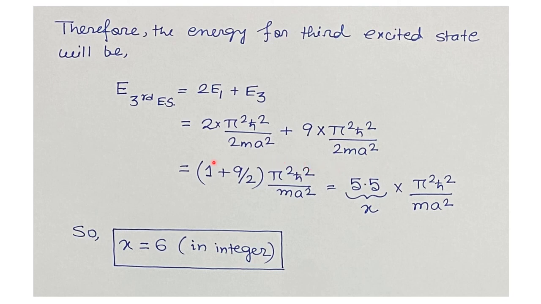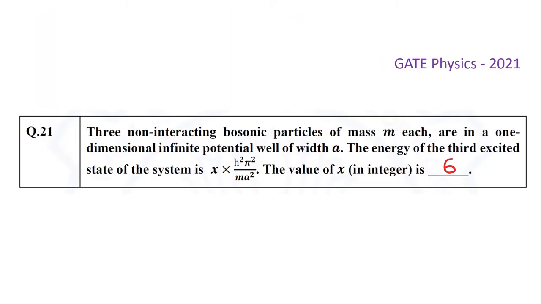If we add this, then it will be (2 plus 9) by 2 multiplied with pi square h square by m a square. After adding this, we will get 5.5 multiplied with pi square h square by m a square. So this 5.5 is your x. But we have to write x in the integer form. So the nearest integer for 5.5 is 6. So your x value will be 6 in the integer form. So for this numerical answer type question, the final answer is 6.